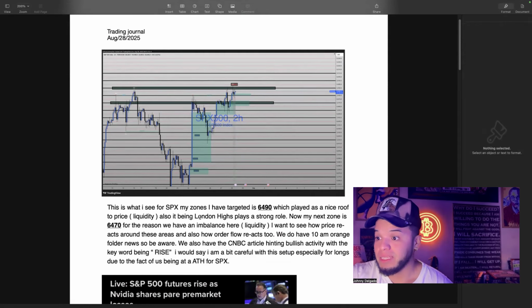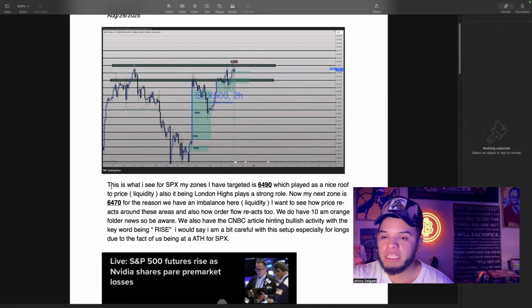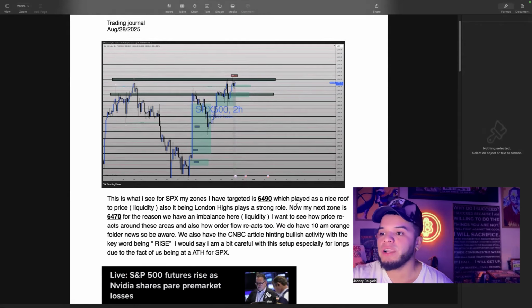This is literally what I wrote from my own message that I sent to my Telegram chat. I dropped it here in my trading journal. I said that this is what I see for SPX. The zone I have targeted is 64.90, which played as a nice roof to price, brackets liquidity, as London highs play a strong role.